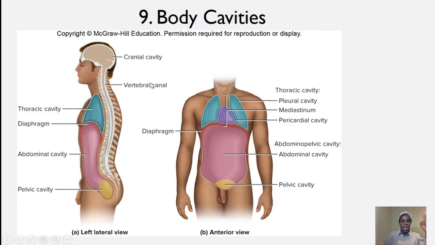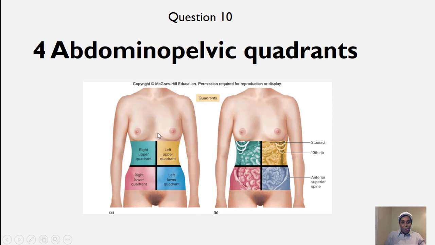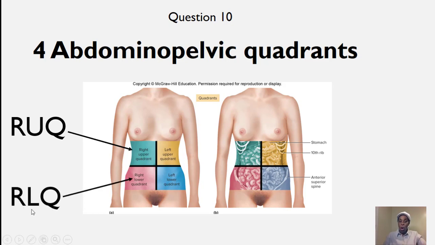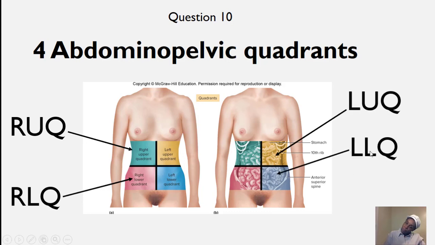The body cavities: the cranial part has the cranial cavity. The thoracic cavity. The abdominal cavity. The pelvic cavity. See, easy. Now, the abdominopelvic cavity is two cavities together, and has four abdominopelvic quadrants. Remember, quarter, dollar divided by 4, quadrant. We have the right upper quadrant. Remember, the subject's right is on your left, right? The right lower quadrant, because it's at the bottom, the left upper quadrant, and the left lower quadrant.